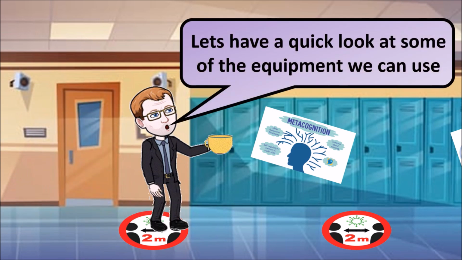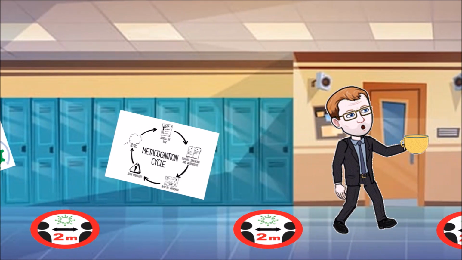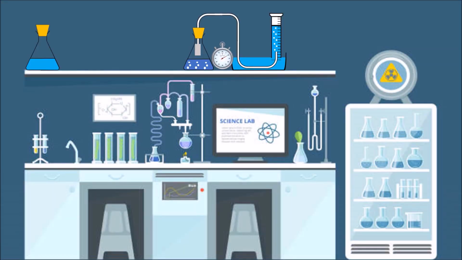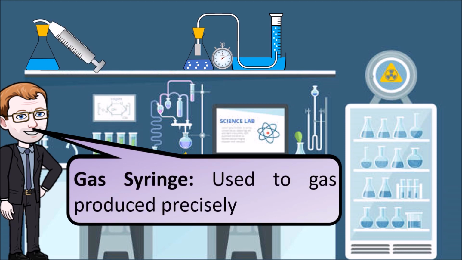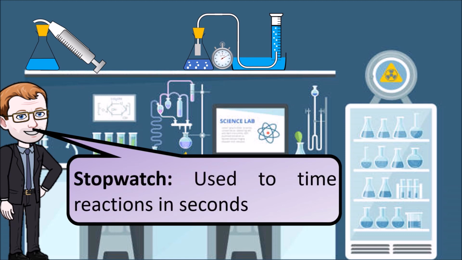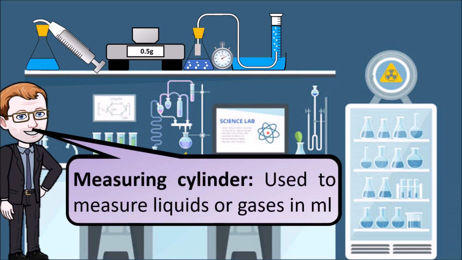So let's have a quick look at some of the equipment we can use. Flasks are used to carry out reactions in. Gas syringes are used to measure the amount of gas produced very precisely. A stopwatch is used to time things in seconds. A balance measures the mass of reactants in grams or milligrams. A measuring cylinder is used to measure the amount of a liquid or a gas in milliliters.